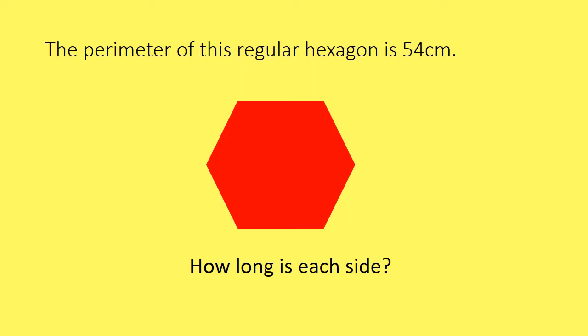Now here's a regular hexagon, and the perimeter is 54 centimetres. If we know that the total perimeter is 54 centimetres, how long is each side? Pause the video while you try to work it out. 54 divided by 6 is 9 centimetres, so each side of the hexagon is 9 centimetres long.